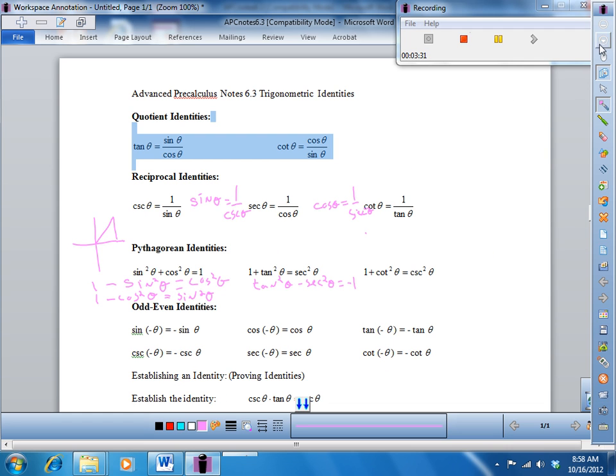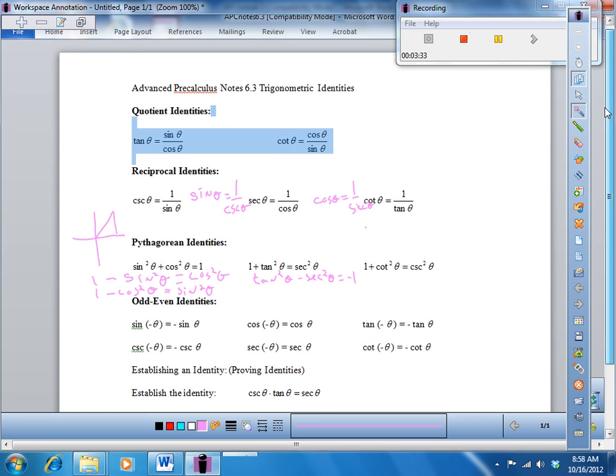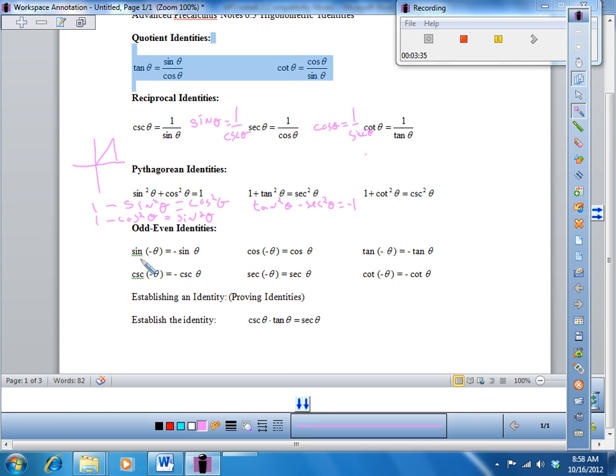So these are called the even odd identities, where it says that sine of negative theta can be written as negative sine of positive theta. Cosine of negative theta is equal to cosine of positive theta. Tangent is odd. Cosecant is odd, meaning I can take that negative sign and pull it out here. Secant, like cosine, is even, meaning the secant of a negative angle is the same as the secant of that positive angle. And cotangent is odd as well. Okay? So how does all this work?